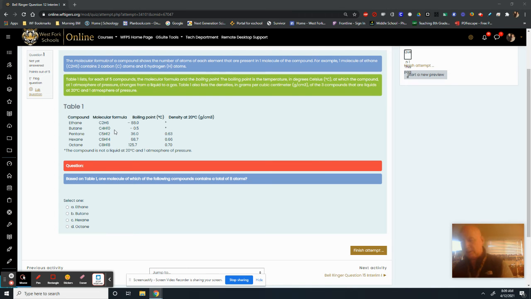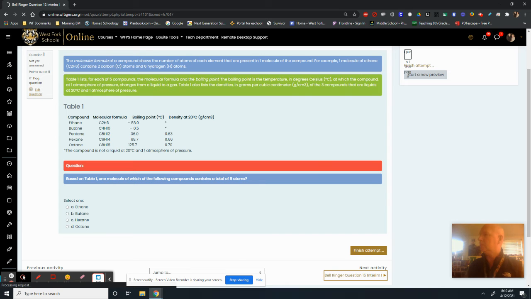So what Miss Silcox, if you didn't hear her, she said you would look at each molecule and you would add them up, add up the number of carbons, add up the number of hydrogens, and see which one of them totaled up to 8. So the first one is the one that totals up 8, right? So 2 and 6. So your answer is ethane. Perfect. Let's go to the second one.